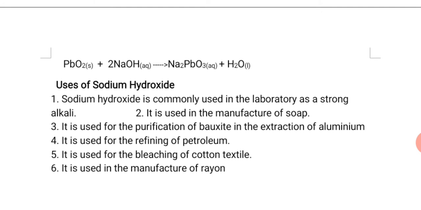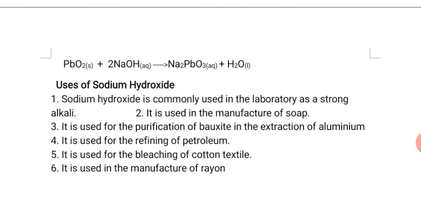3. It is used for the purification of bauxite in the extraction of aluminium. That is, in the extraction of aluminium, sodium hydroxide is used to purify bauxite during that extraction. 4. It is used for the refining of petroleum, meaning that in the petroleum industry, sodium hydroxide is used to refine petroleum in order to get the fractions of petroleum.